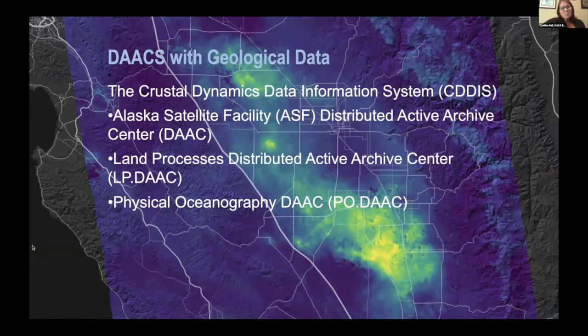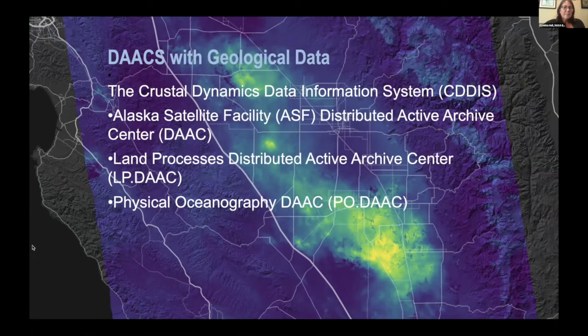So DACs that are specific to geological data, the Crustal Dynamics Data Information System supports space geodesy and geodynamics. And the CDIS archives and distributes mainly global navigation satellite systems, or GNSS, data, which include GPS. And these are primarily used by the geophysics community.